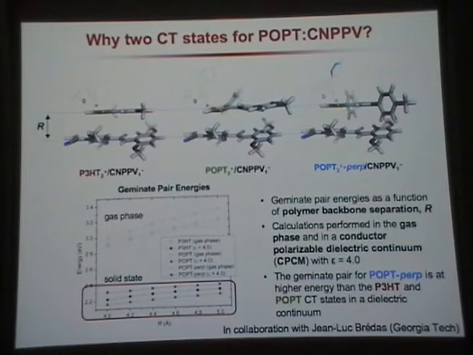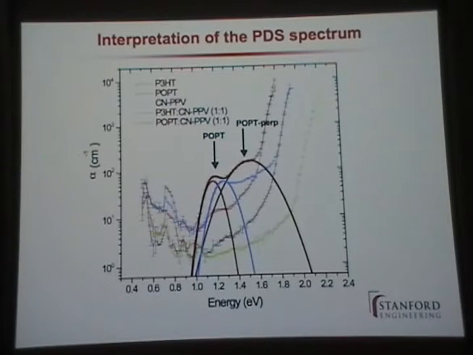And what he came up with is, well, with POPT you have this phenyl group that can rotate. So you have essentially two geometries, one where it's planar and one where it's perpendicular. And when you do calculations, no matter how you optimize this, how many of these you put together to do your calculation, you see fairly conclusively that the geminate pair, so the charge transfer state for the POPT perpendicular, is always at higher energy than P3HT and the POPT planar. So the POPT has two geometries, one is higher energy, one is lower energy, and the P3HT is exactly in between these two.